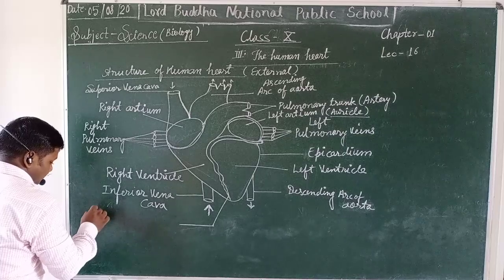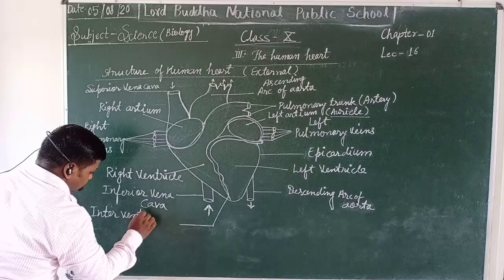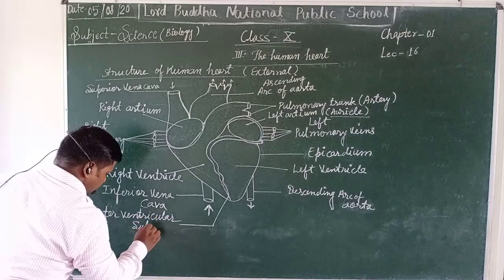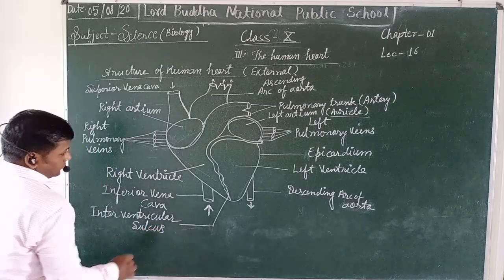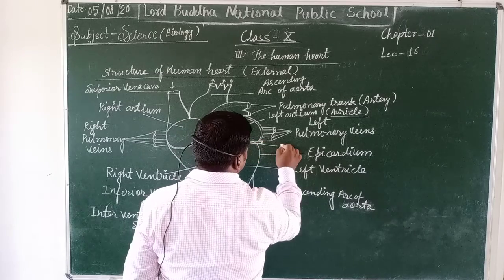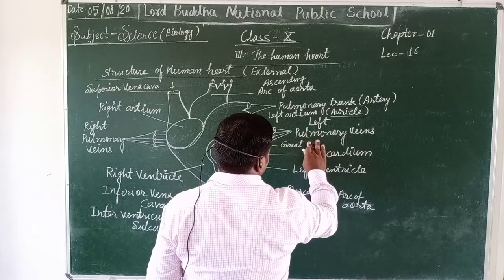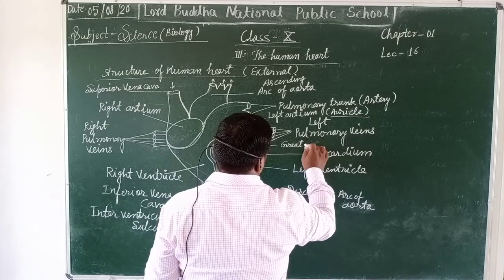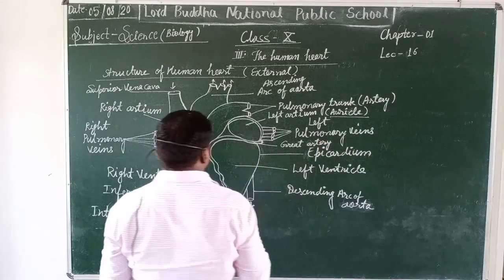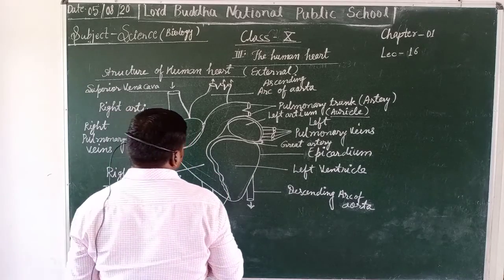That's why it is called interventricular sulcus. And this is the great vein. Not vein, artery. Great artery. And this is the coronary artery.